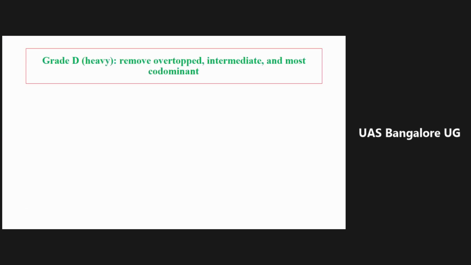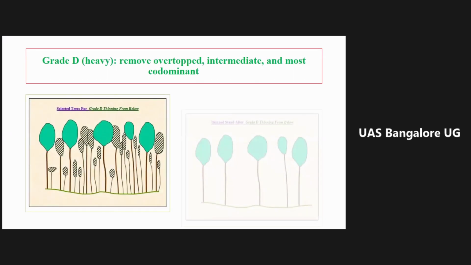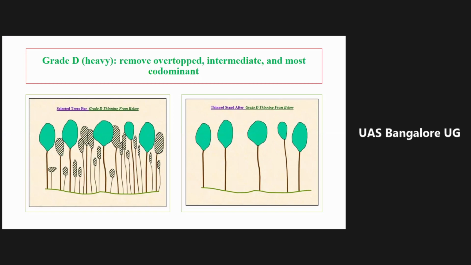And finally the grade is D, that is the heavy one. It is called heavy thinning. Okay, mainly it involves the removal of overtopped or suppressed, intermediate and most codominant trees from the stand. You can see in the picture, the dotted lines are mainly the codominant; suppressed and intermediates are removed from the stand. Then this second picture is showing the thinned stand after grade D thinning from below. And also you can find only the dominant trees in the stand.